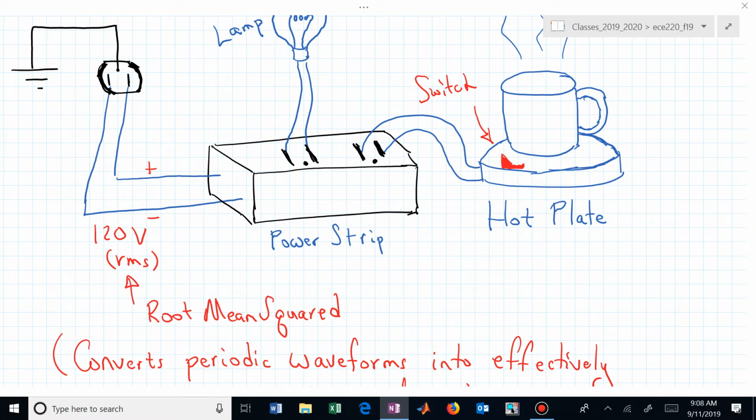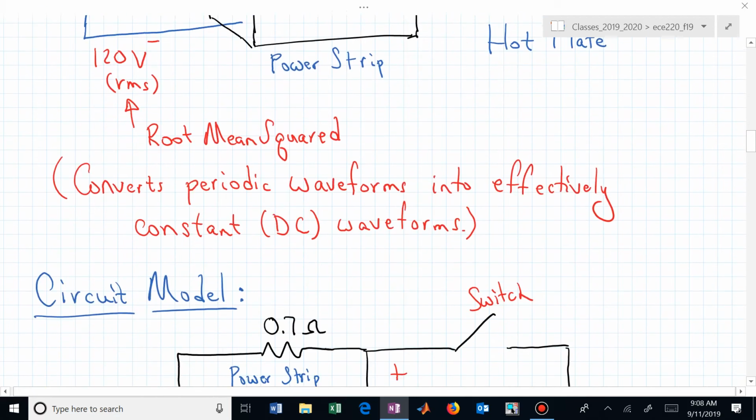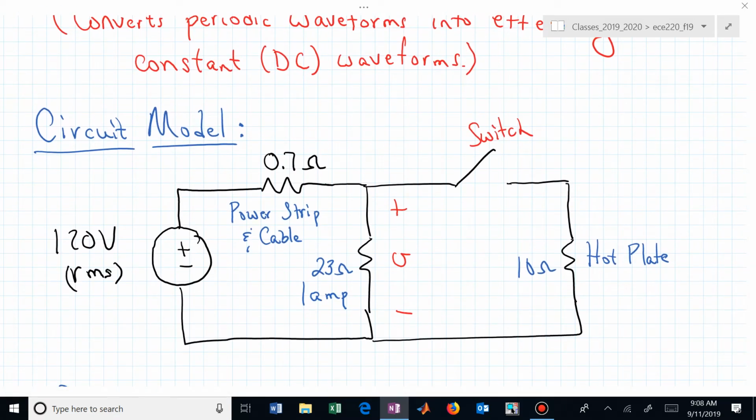Now, we'll just view that 120 like we've been doing in this class so far, as if it's a constant signal. So now we have 120 volts available to us, and we want to now drive or turn on a lamp and a hot plate. Here's the circuit model description of that.